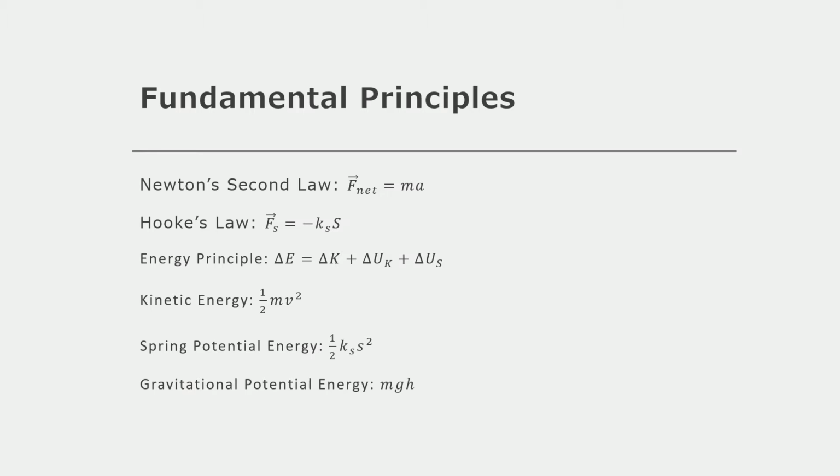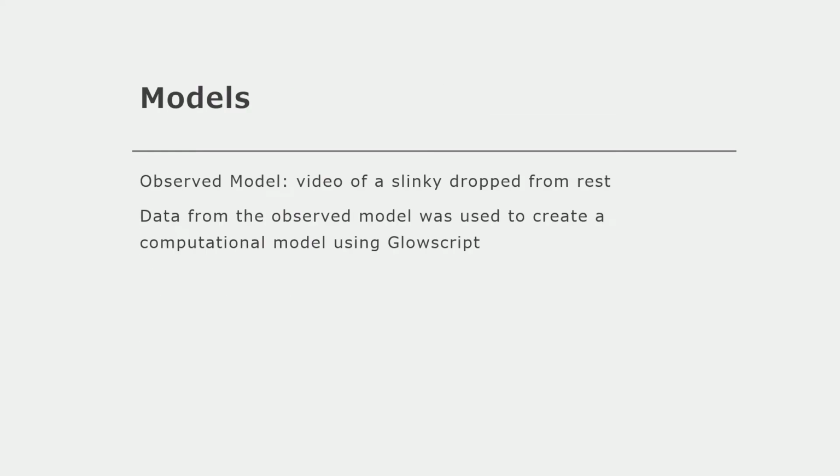The energy principle, where the change in energy equals the change in kinetic energy plus the change in gravitational potential energy, and then the change in the potential spring energy. The kinetic energy, which is 1/2 mass times velocity squared. Spring potential energy, which is 1/2 the spring constant times the length squared. And gravitational potential energy, which is mass times gravity times the height of the object.